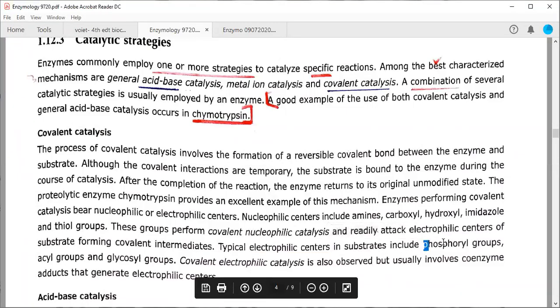Now the amino acid side chains or R groups will change. The enzymes which have phosphoryl groups, acyl groups, glycosyl groups will act like electrophilic centers in this covalent catalysis. Whether it is covalent electrophilic catalysis or nucleophilic catalysis, it usually involves an enzyme adduct that generates the electrophilic center. Electrophilic catalysis generates electrophilic centers. Nucleophilic catalysis generates nucleophilic centers. So you need to remember this.